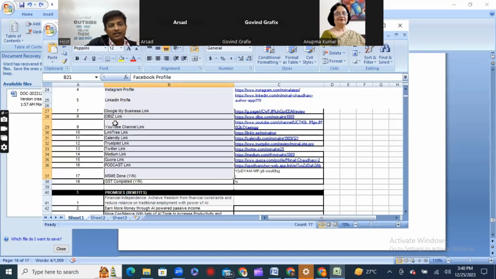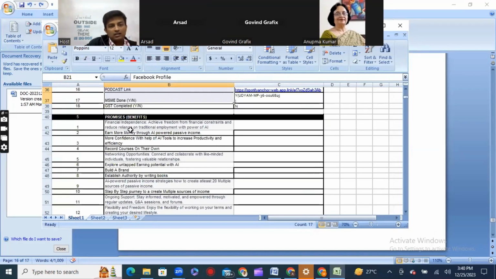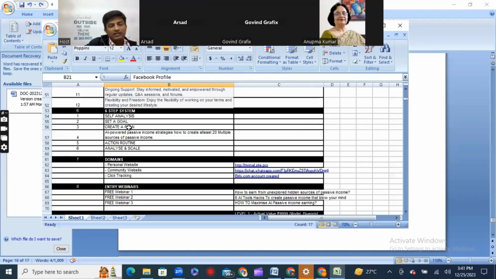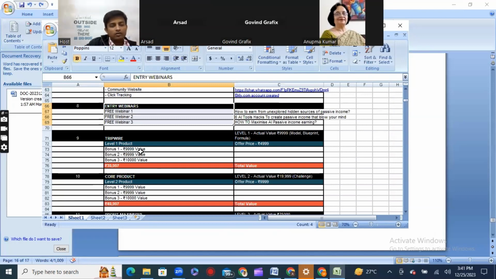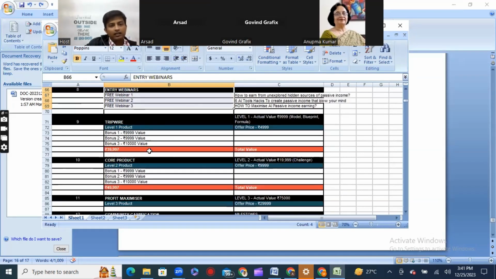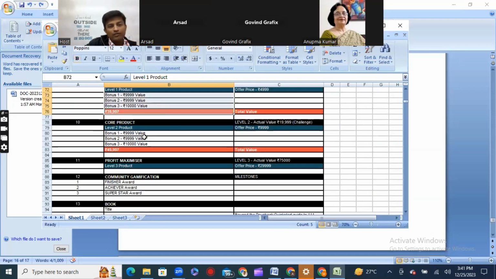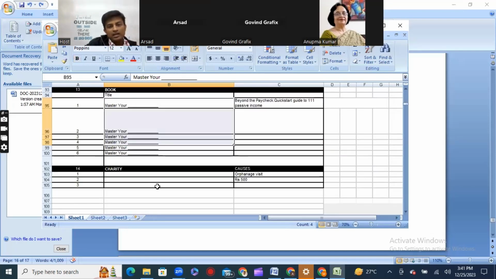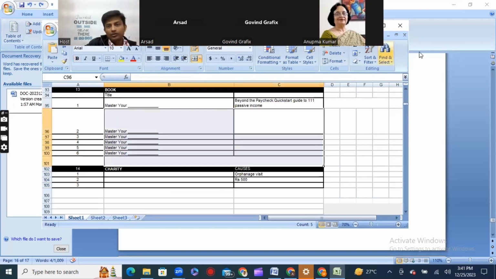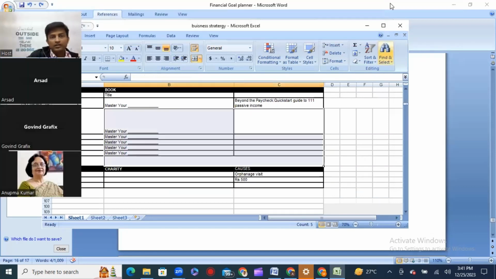There are 18 digital assets. You can go through that, and then your promises, benefits, your steps. What are the steps of the solution you will provide? Your domain, your webinar. You should have at least 3 sets of webinars. For example, you can do a lead magnet webinar. You can do a social media online presence webinar. Like that, you can do 3 sets of webinars. Then your bonuses of every webinar. Then what are your core products, L1, L2, L3? You have to be clear with that. If you are planning on writing a book, be clear with that. And charity is also important. You should do charity, okay.